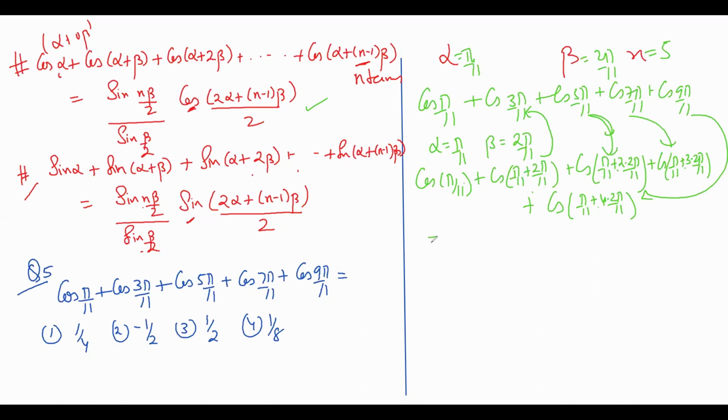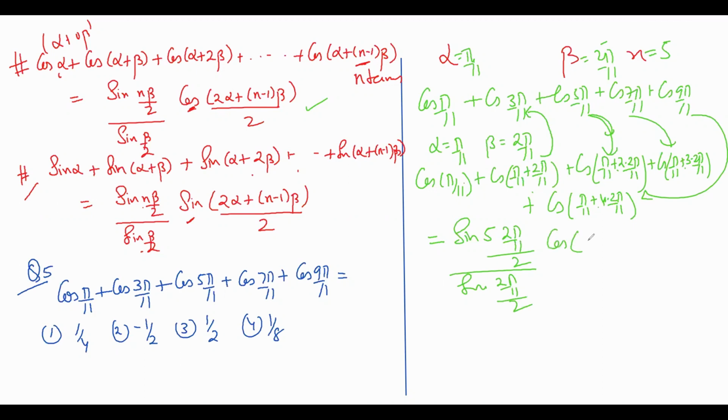Now look, your answers are in numbers. That means you have to do a few more transformations in order to get answers in numbers. Now look at this, I'm applying this formula. Sine n is here 5, so I put 5. Beta is here 2 pi by 11. Further you have to divide it by 2, therefore this is 2. Then you write sine of beta, here 2 pi by 11, and then you have to divide it by 2.